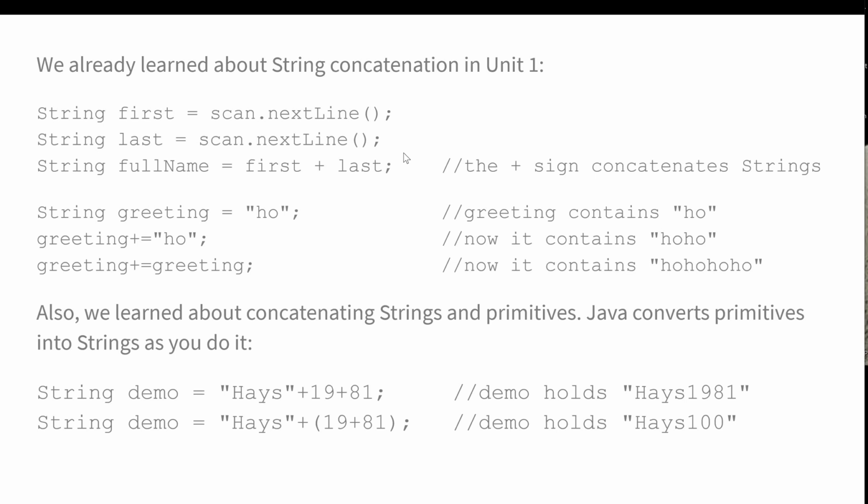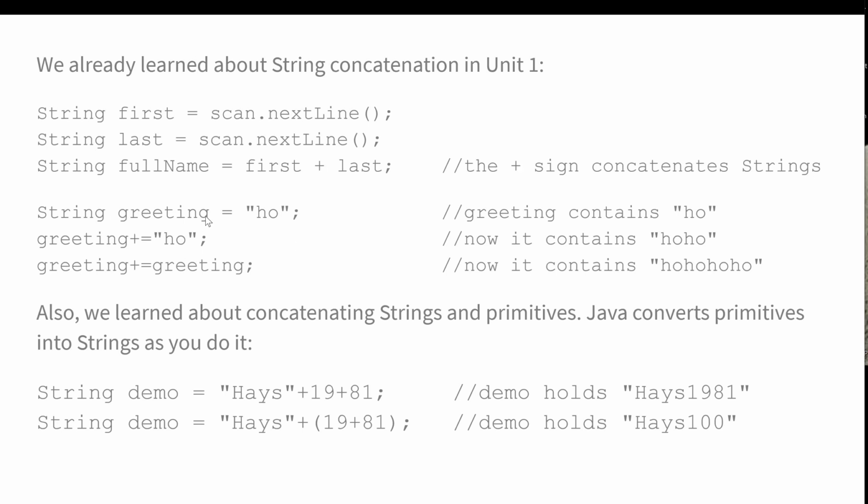And we already learned about string concatenation in Unit 1. Here I'm asking the user to enter their first name and their last name. And then I'm making a new variable called full name, and I'm just saying first plus last. And the plus sign concatenates strings together. That's kind of bad code, I realize right now, because you'd want to have a space between the first name and the last name, but we'll get over it.